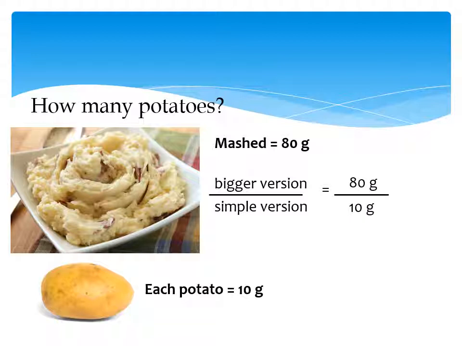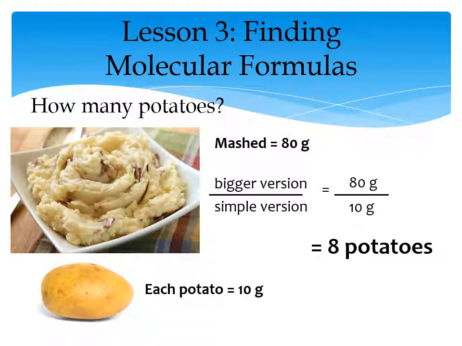In this example, we know the mashed potatoes weigh 80 grams, so we can divide that by the 10 grams that each potato weighs to tell us that 8 potatoes were mashed in this bowl. This is pretty much exactly how we can use small amounts of information to figure out a compound's molecular formula.